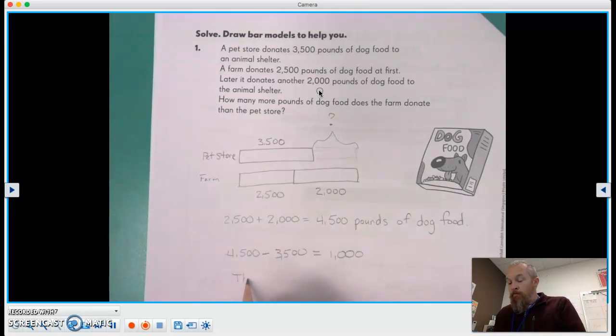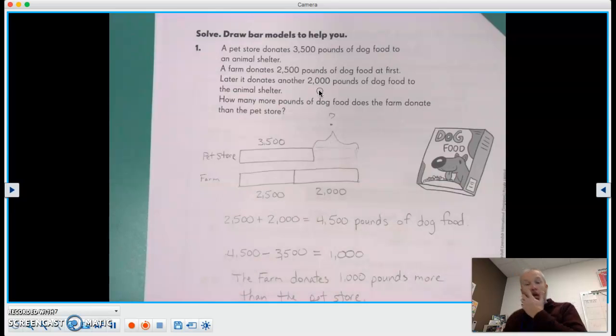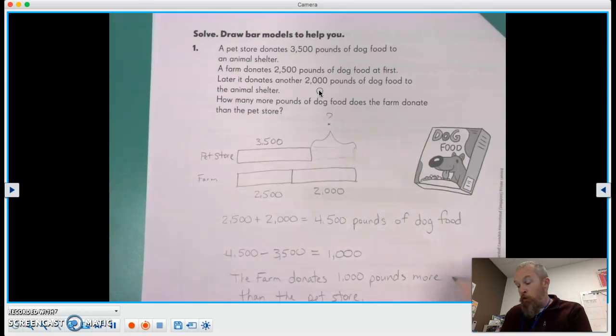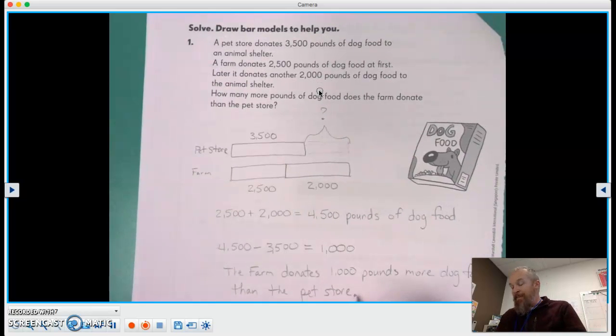the farm donates 1,000 pounds more than the pet store. Or maybe add 1,000 pounds more dog food, since that's what we're talking about, right? Than the pet store. Okay, boys and girls, that is it.